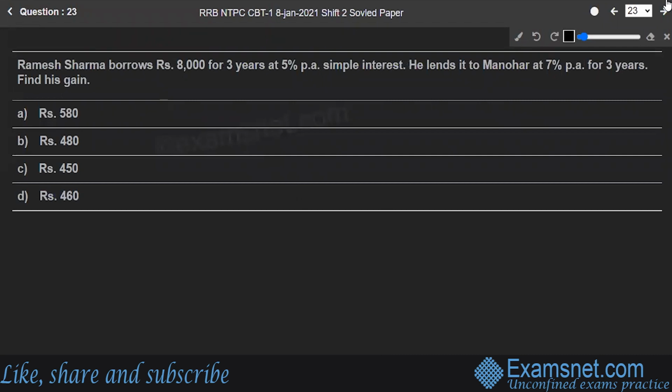Next is question number 23. Ramesh Sharma borrows rupees 8,000 for 3 years at 5% per annum simple interest. He lends it to Manohar at 7% per annum for 3 years. You have to find his gain. Let's write down. Principal is equal to 8,000, time 3 years, rate is 5%. He lends it to Manohar. So this is what Ramesh borrows.